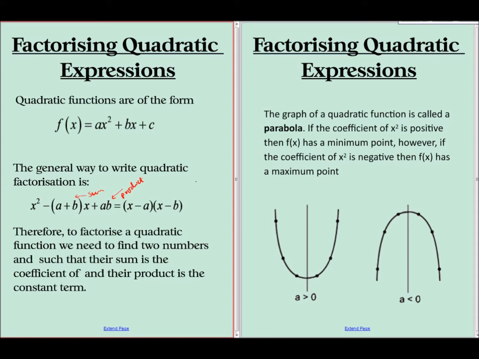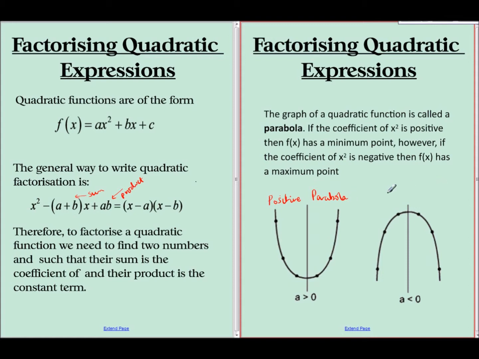Now the graph of a quadratic expression or equation is a parabola. So a parabola is a curve. We've got a happy parabola, the positive parabola, when our x squared is positive, and our negative parabola, or an unhappy parabola, a sad parabola, when we've got a negative x squared.